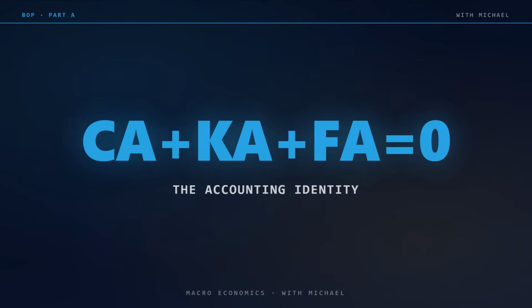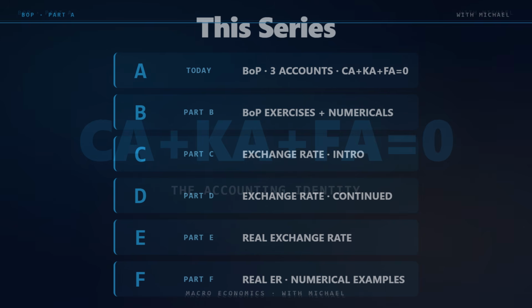By the end of this video, you will understand what the balance of payments is, how it is structured into three sub-accounts, and why these three accounts must always sum to zero by accounting identity. We will also walk through concrete examples so the abstraction becomes tangible. Let us begin. Section 1. What is the balance of payments?